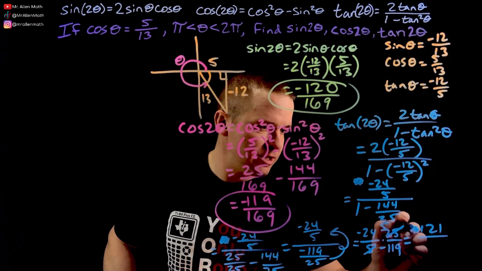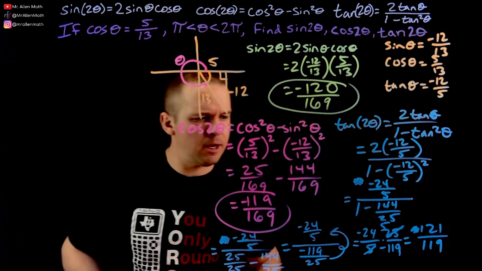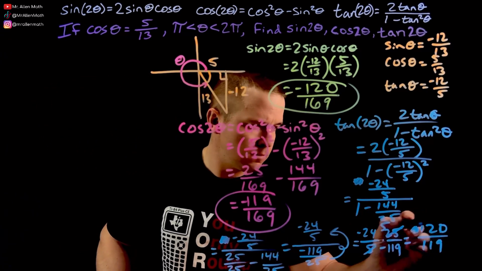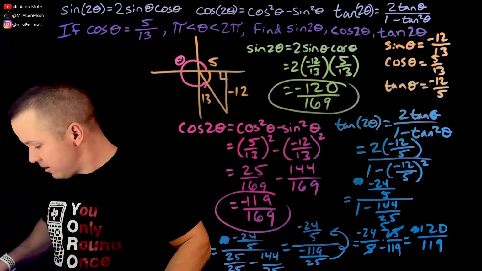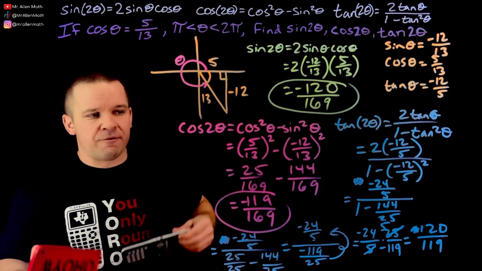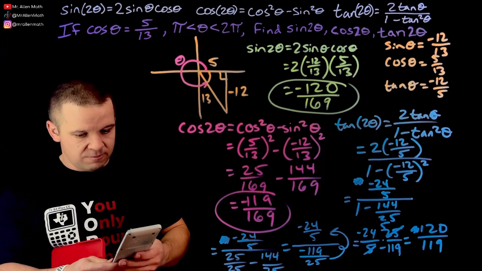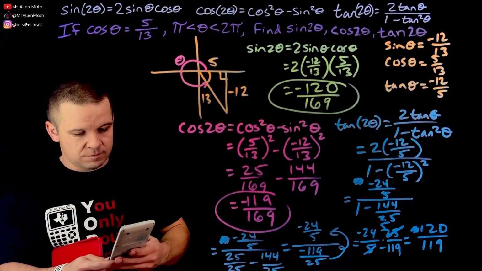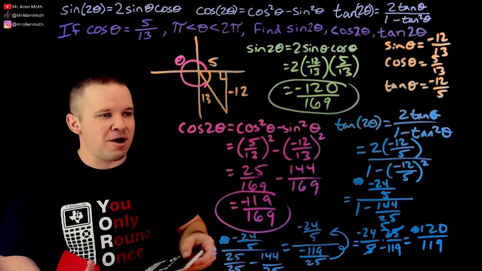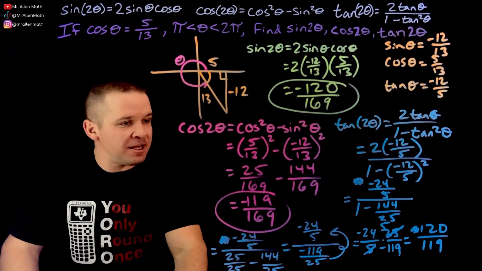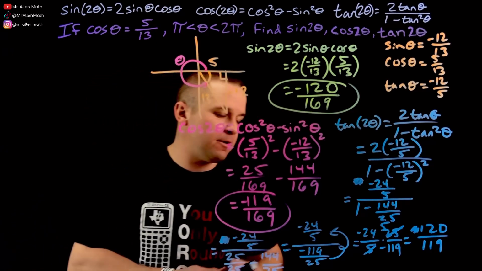Why did I put negative? We said it's positive. Is that right? 120? No, 120. I'm going to double check with the calculator. One sec. I'm losing confidence here, man. All right, 24 times 5 is 120. There we go. So we get 120 over 119 for our final answer right here.